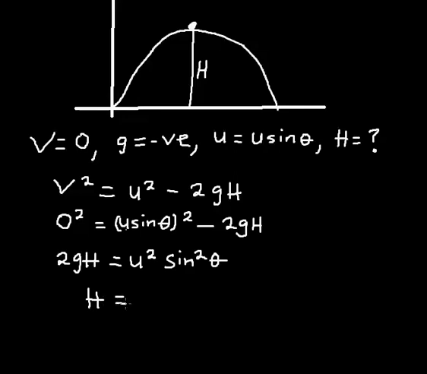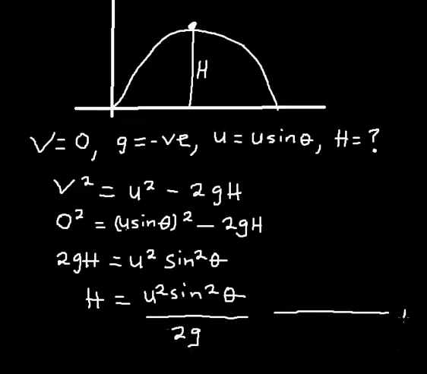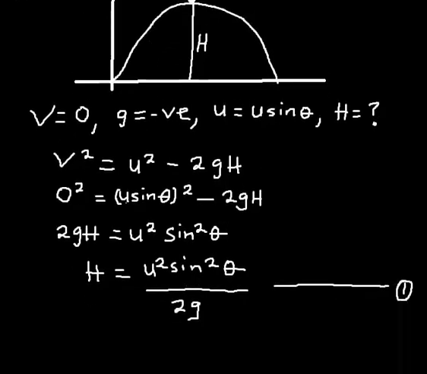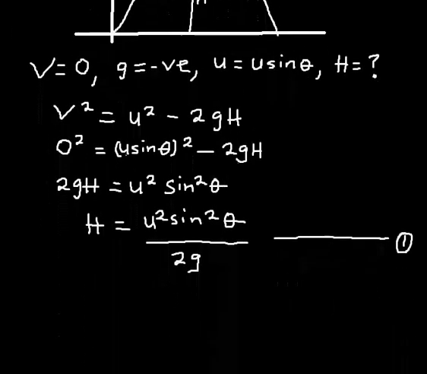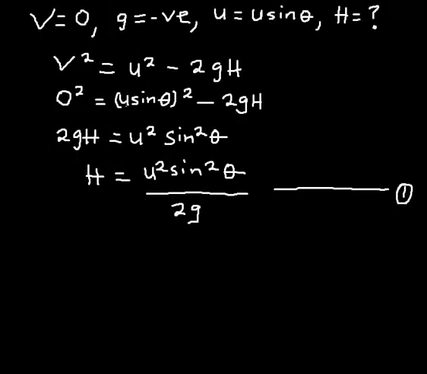So my maximum height is going to be equal to u squared sine squared theta, divided by 2g. All right, so this is the maximum height reached by the projectile. That's the formula for the maximum height of the projectile.